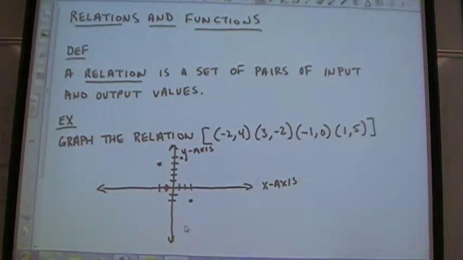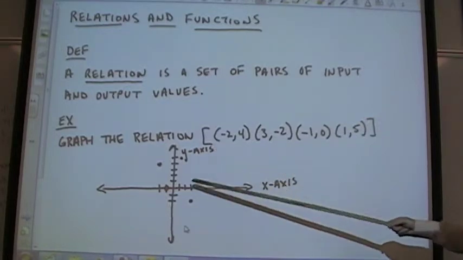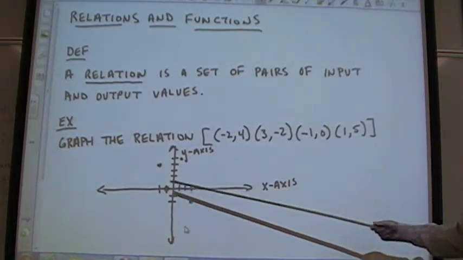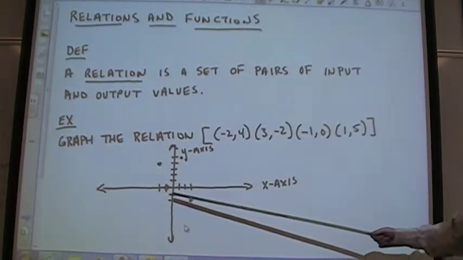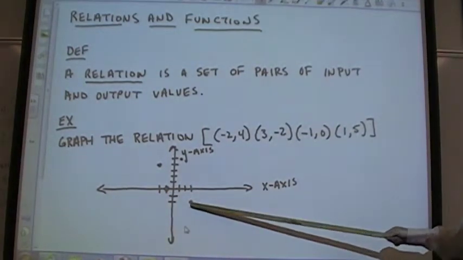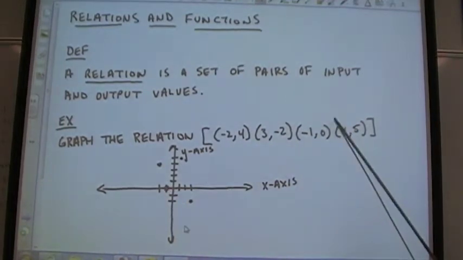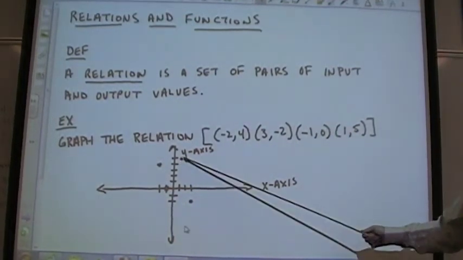So to plot these points, (-2, 4), I just go left 2 and up 4 and plot that first point. (3, -2), go right 3, down 2. (-1, 0) is here, and (1, 5) would be here.